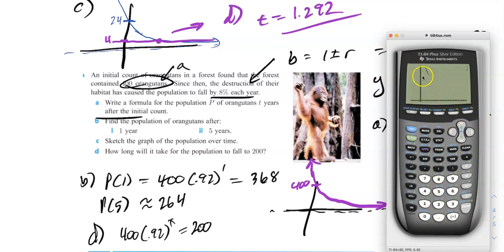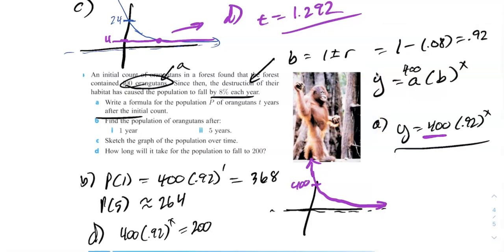So again, first you should see your decay graph. Again, notice how it never goes past the asymptote, and then you have your 200 right there. So let's figure out what that value is. And our intersection is going to be at 8.31 years. And there we go. That's the lesson.